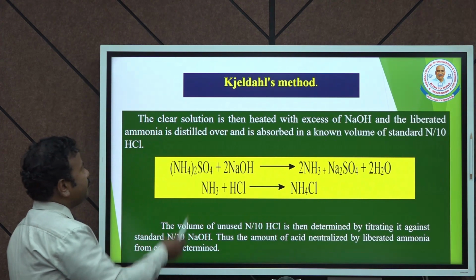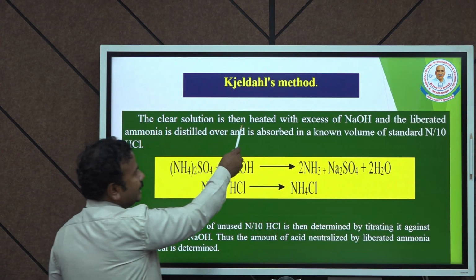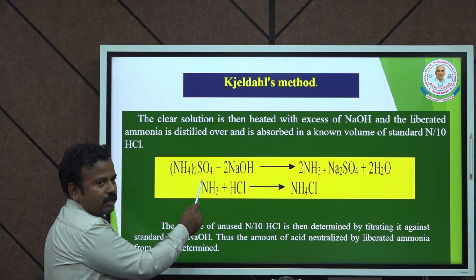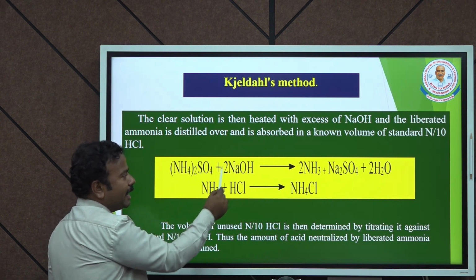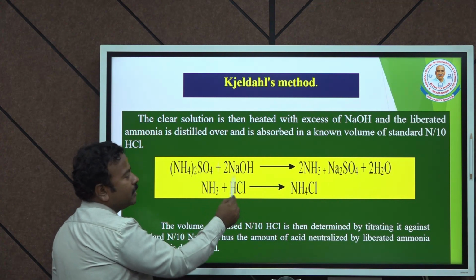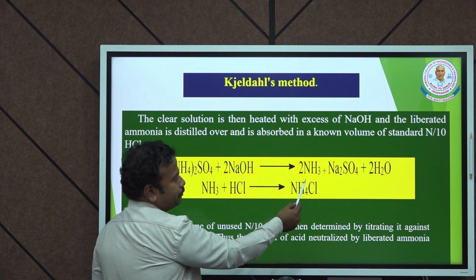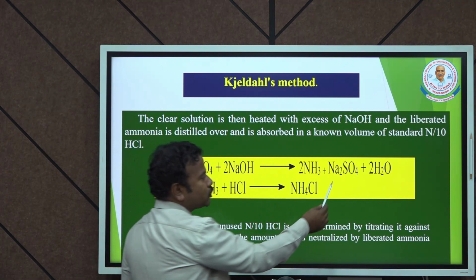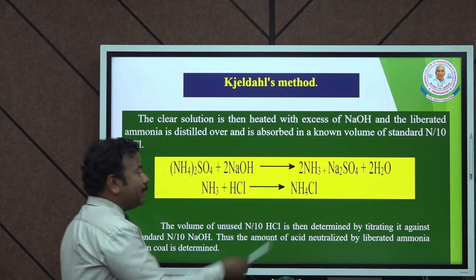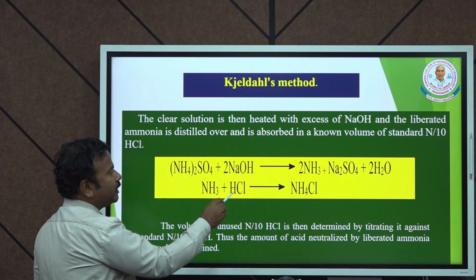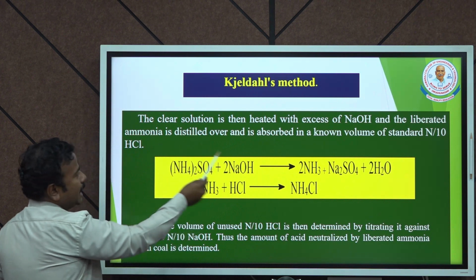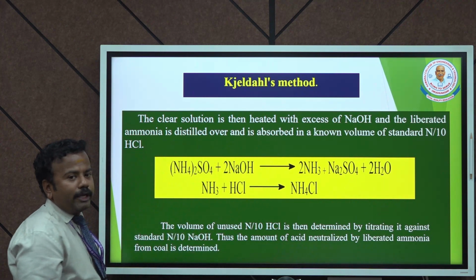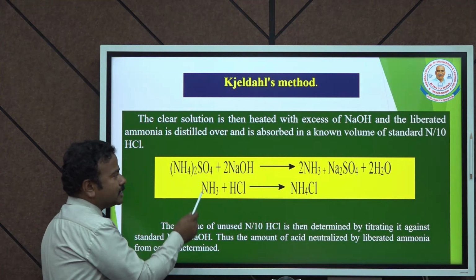Then in the second step, the clear solution is heated with excess sodium hydroxide. So here the clear solution of ammonium sulfate reacts with the excess sodium hydroxide and produces ammonia. The ammonia gas is liberated, along with sodium sulfate and water. The liberated ammonia is treated with the N/10 standard solution of HCl. So it produces ammonium chloride. This is the third step.